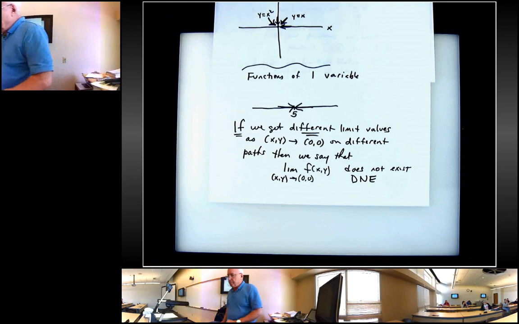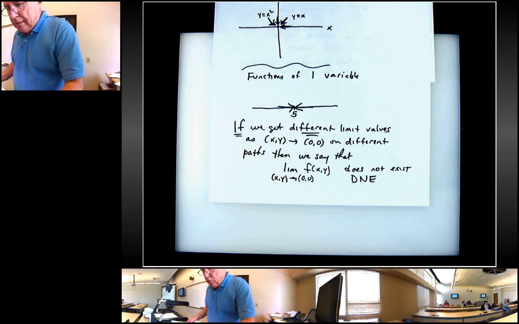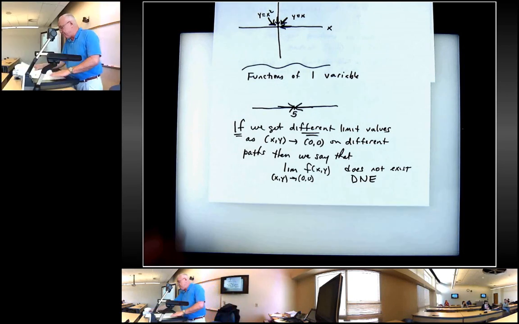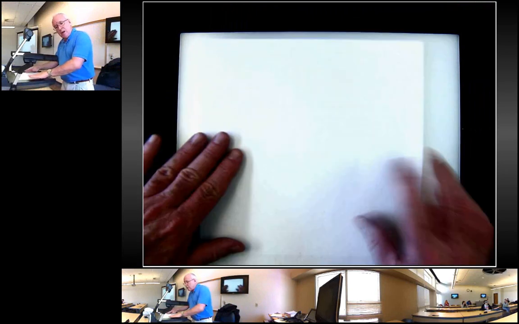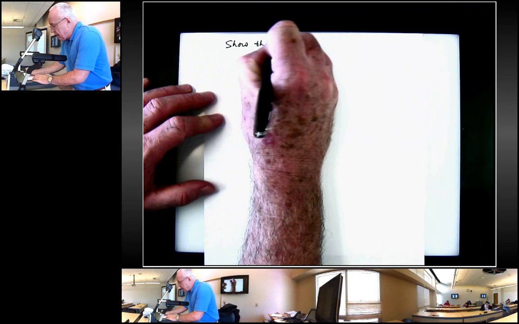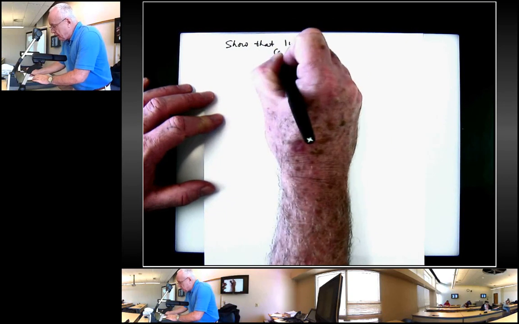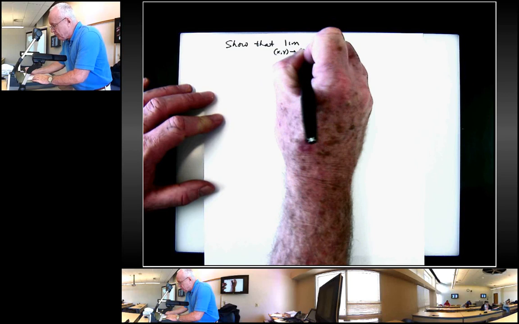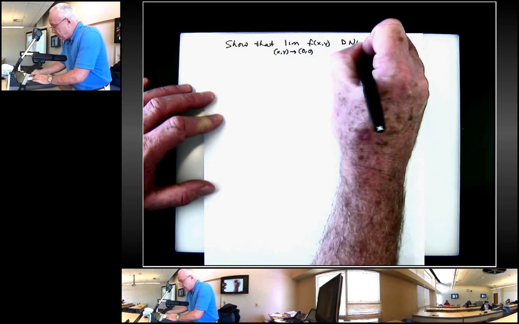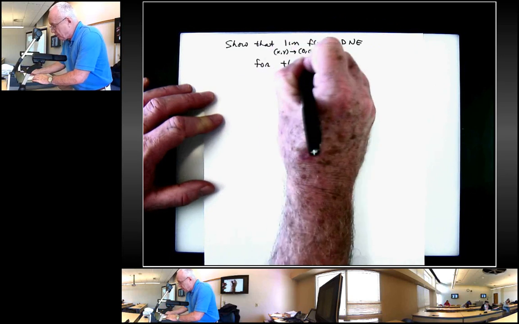All right. Well, let's look at a little bit more conventional functions for this. And this is one of the types of problems that you'll see on your homework or maybe on a quiz. So what we're going to have here is: show that the limit as (x, y) approaches (0, 0) of our function does not exist for the following function.